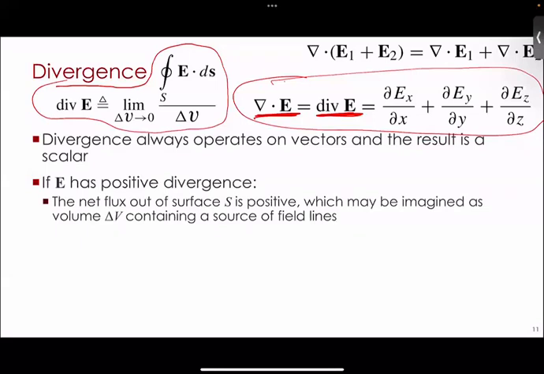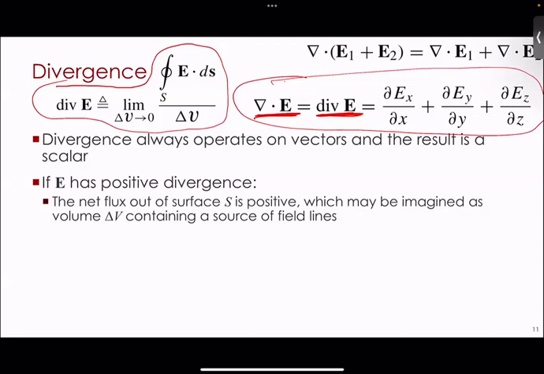Divergence. So remember, gradient had to be scalar. We talked about temperature. We talked about height. No, we don't do the gradient of vectors. The opposite for divergence. We have to do it on vectors. Okay. So it always operates on vectors. The result is a scalar.